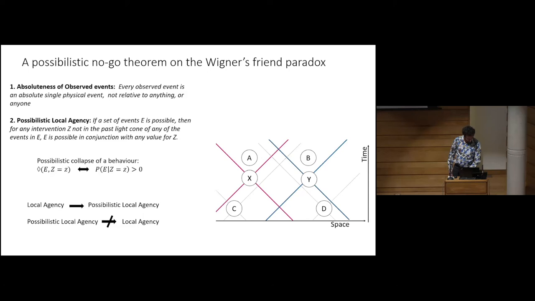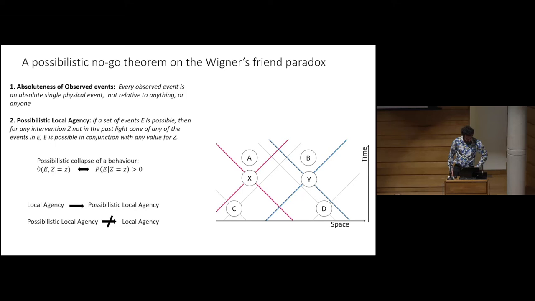Next, this little detail: when we talk about possibility or impossibility, it can potentially be a very deep philosophical issue. So we are of course considering a very narrow experimental context where it makes sense to say that some things happen and some things don't. And in particular, if you have a probabilistic theory, we can translate the probabilities into possibilities by this possibilistic collapse. So if the probability of E given Z is greater than zero, then we can say that E in conjunction with Z is possible. That diamond is modal logical notation for possibility. So whenever you see diamond, it means possible.